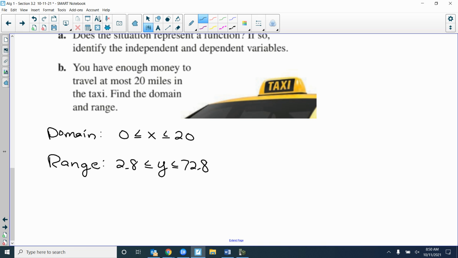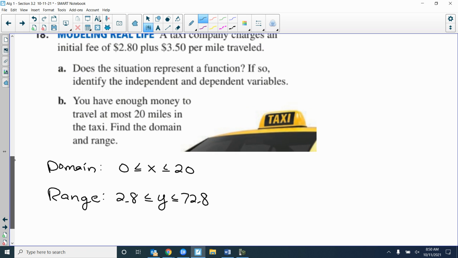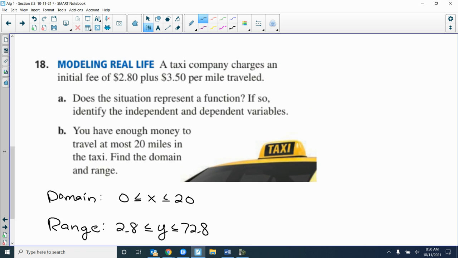Okay. Ava, any ideas? I'm not sure. You're not sure? Diana? Just pulled them out of the air? Juan? All right, if you drive 10 miles, tell me how to figure out the cost. According to the situation, if you drive 10, how do we figure out the cost?